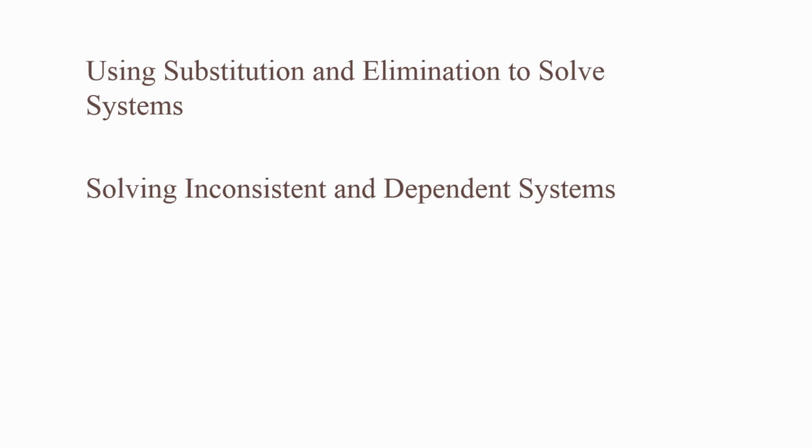Solving inconsistent and dependent systems. An inconsistent system results in a false statement because they are parallel lines and they don't cross. My solution is an empty set. Dependent systems result in a true statement where we have the same line and the solution is all the points on the line.